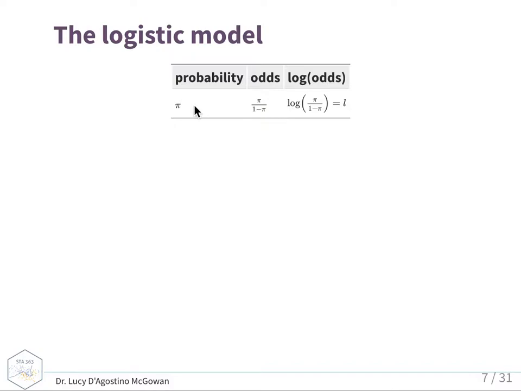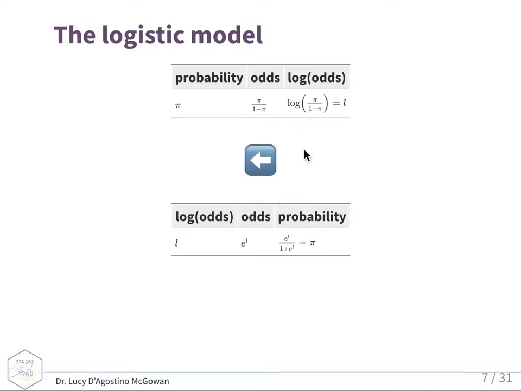So this is the table for transforming. We can go from a probability to the odds to the log odds. If a probability is defined as pi, the odds are going to be pi over 1 minus pi, and the log odds are just going to be the log of that. And we can also go the opposite way. If we have the log odds, L, we can get to the odds by exponentiating it, so taking e to the L. And we can get back to a probability by taking e to the L over 1 plus e to the L. And that will get us back to our original probability pi.